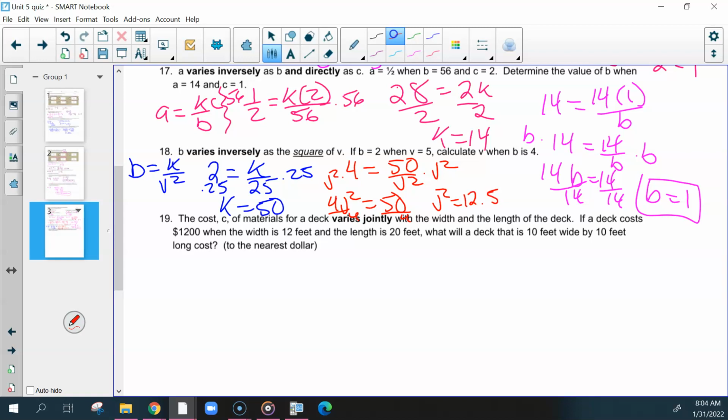Then the very last thing you need to do is get rid of the square. So undo it by taking the square root of both sides. And when you take the square root of 12.5, you get 3.535, and I think there were some other numbers. Do you have any questions on 18?